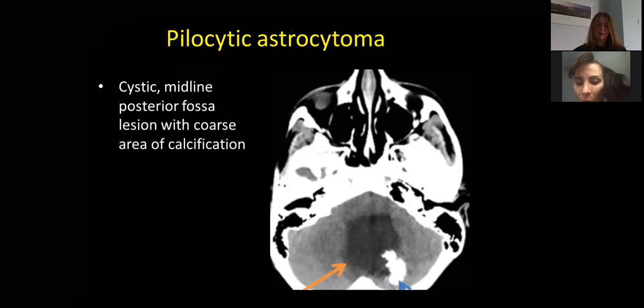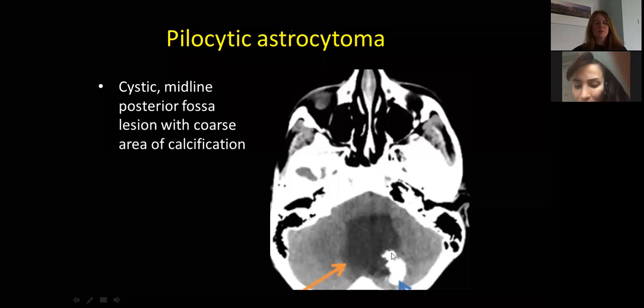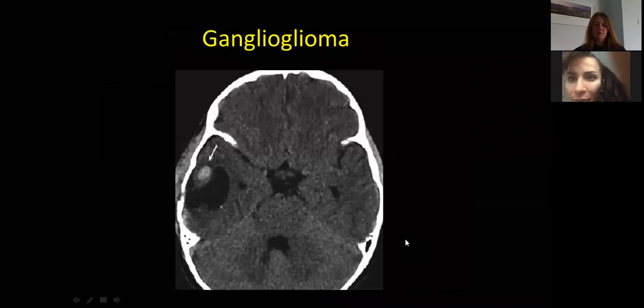So this is a patient who had a pilocytic in the posterior fossa. So this isn't all fourth ventricle. Some of it is, but some of it's actually cystic lesion. And pilocytics don't always calcify. So oligos obviously do. But if you do see something that looks a bit odd in the posterior fossa, think, is it a pilocytic? And this was also causing obstructive hydrocephalus.